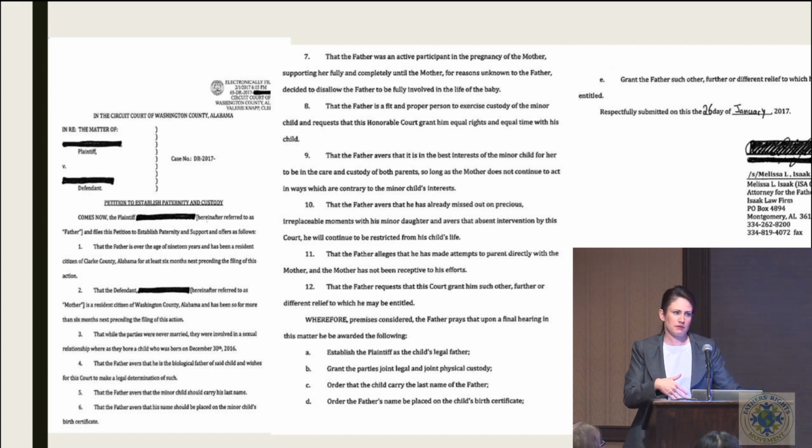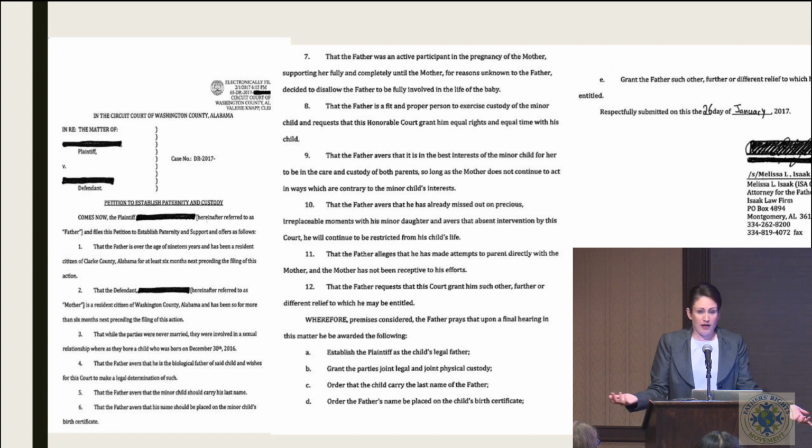So after the fact, sometimes men will come in and say, well, I got it every other weekend, but the last name is Smith. I want the last name to be Anderson. Well, it's hard to go back years later and do that. So you want to do that at the time that you're trying to establish paternity and custody, okay?